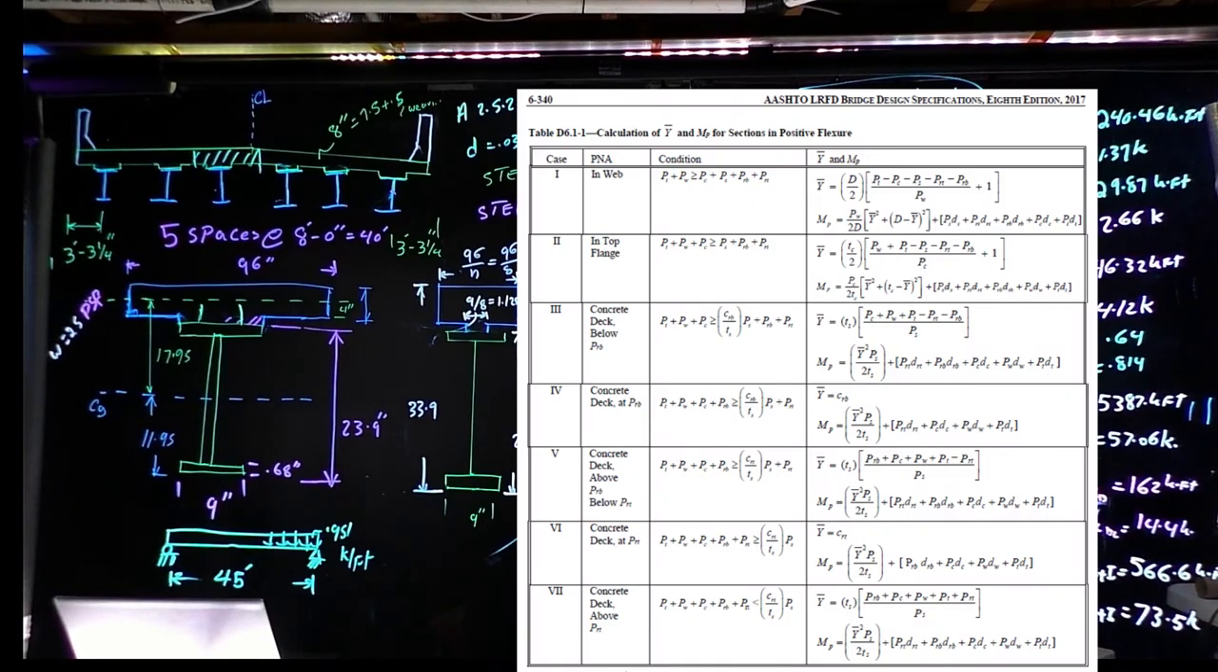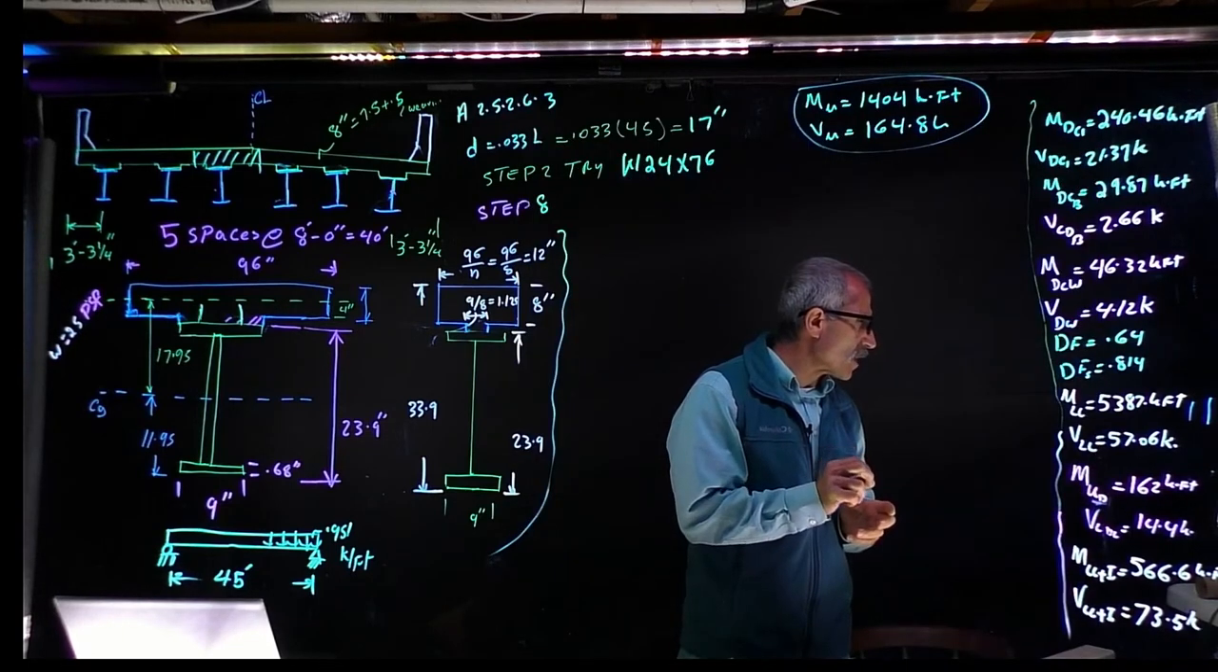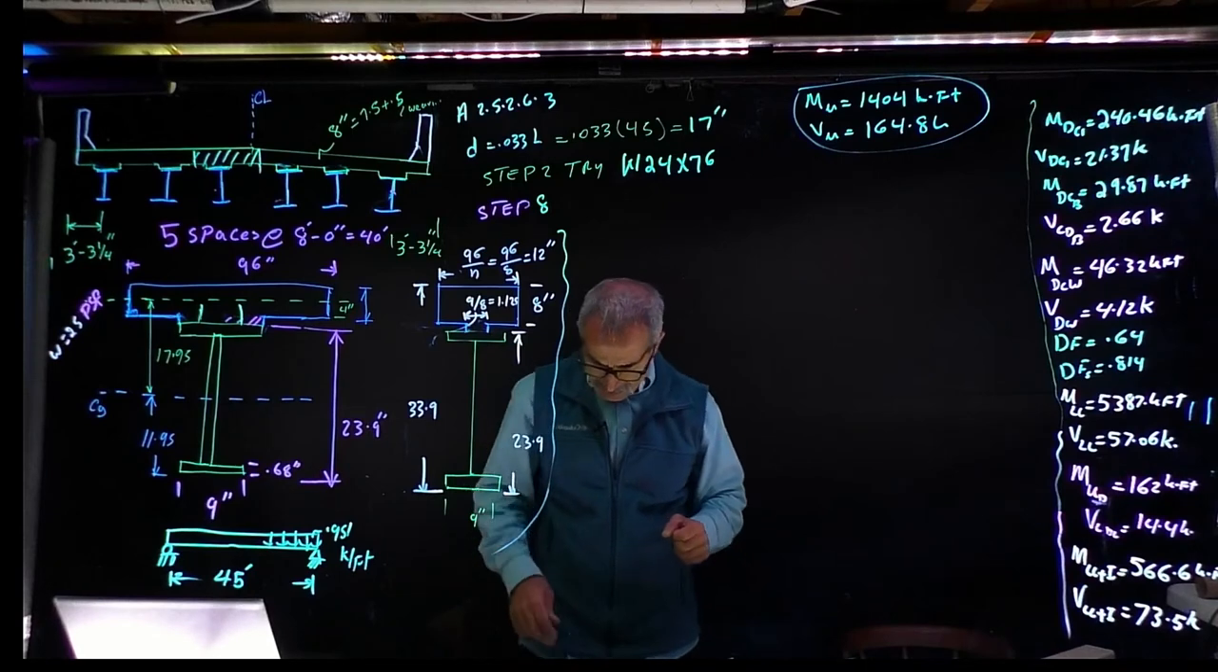6.1.1, which I have on a board right there. And look at the different cases, case one, case two, case three. Normally we go through all these different cases and we calculate. So I'm just going to go ahead and skip all the cases. Go to the case that we can fit in, which is case number 5, concrete deck above PRB, showing PRT. And we're going to find a plastic moment right there. And that's how we found everything. And we fit in case number 5. So I'm going to go ahead and calculate that.